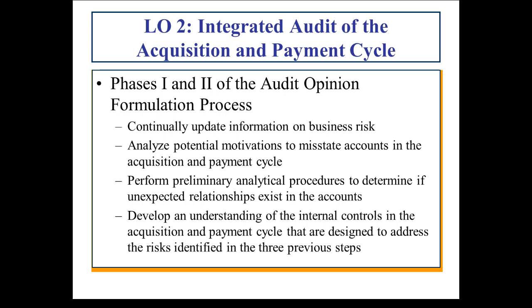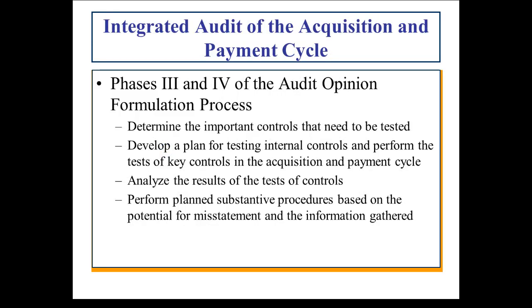The phase one and two of that formulation process, again, we've gone through this with the other cycles, but we're always updating information when we get information available on the risk, any type of business risk. And we want to be aware of how employees could potentially encourage misstatements, or what would be those motivations for misstatements to occur in this cycle. Now, we need to be aware that this is a high-risk cycle when we're dealing with the payment and the receipt and the acquisition of goods. This is a high-risk cycle, and we need to really make sure those internal controls are functioning as expected within the company. And as a result of that, we can maybe put some trust in those internal controls in place. But this is still a high-risk cycle within the accounting system.